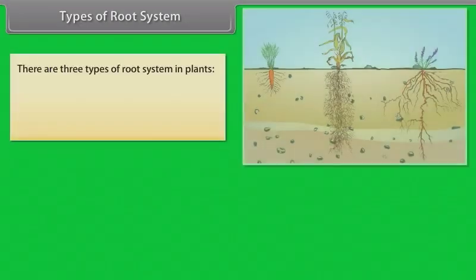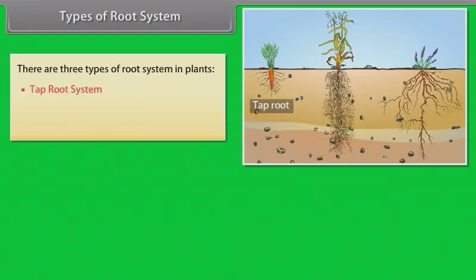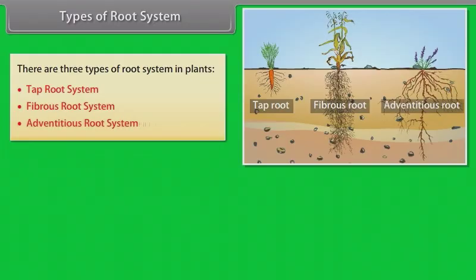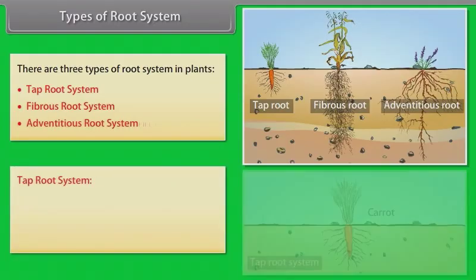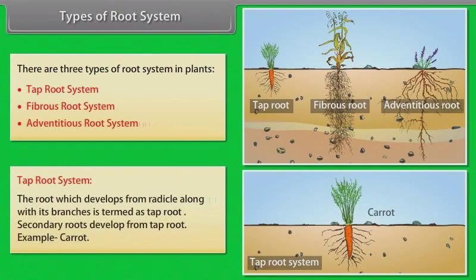Types of root system. There are three types of root system in plants: taproot system, fibrous root system, adventitious root system. Taproot system. The root which develops from radicle along with its branches is termed as taproot. Secondary roots develop from taproot. Example, carrot.